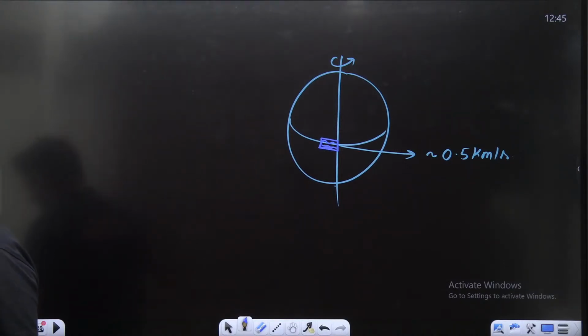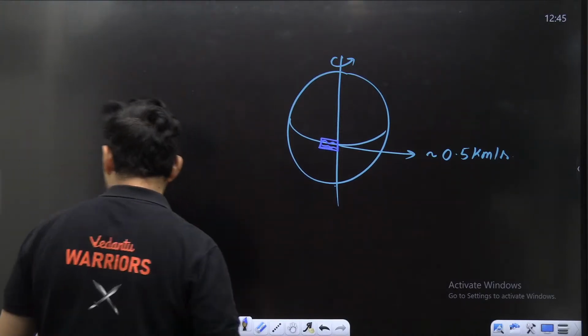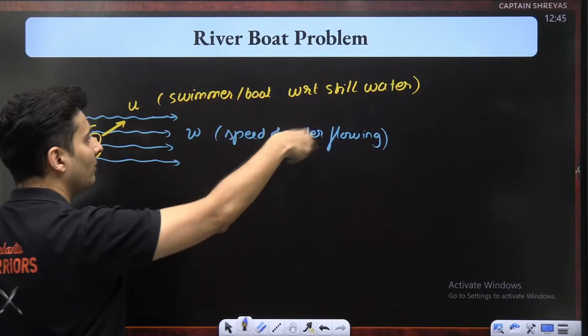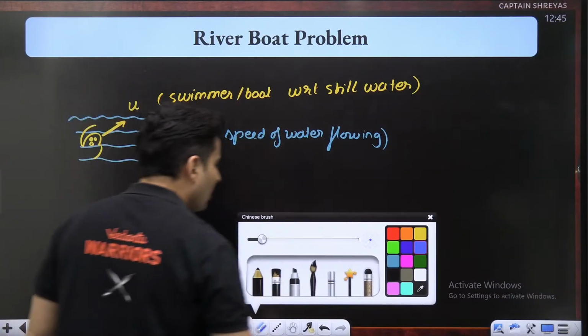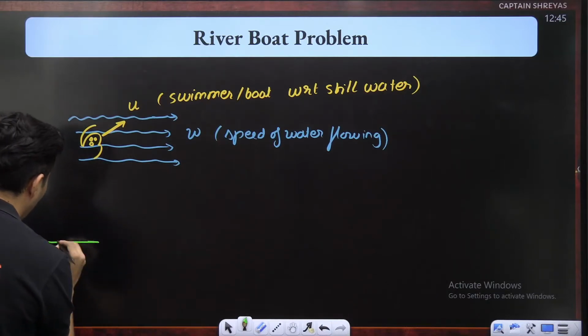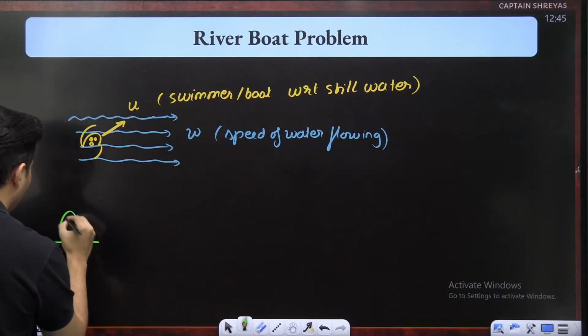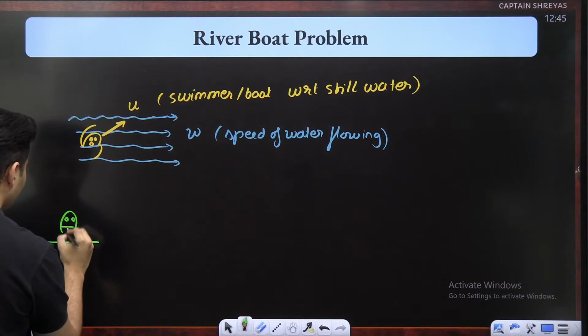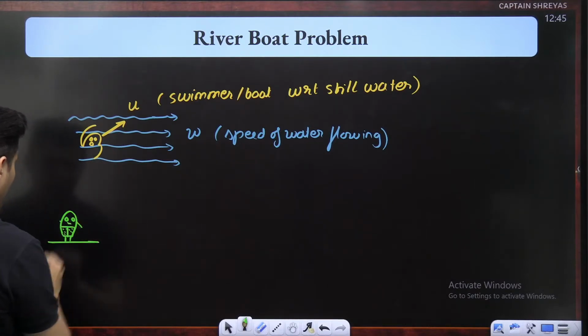Understood? Yep. So that is the meaning of velocity of the swimmer or the boat with respect to the still water. You will, as an observer on the bank, another Pandu who is not yet gone swimming. He's on the bank.